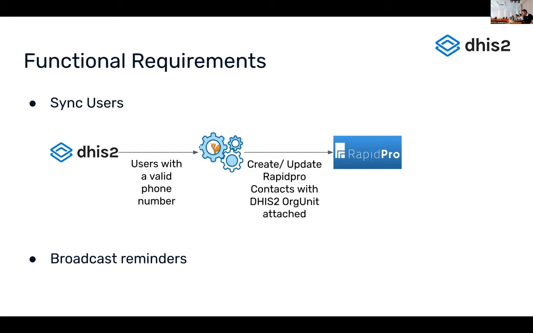RapidPro identifies users based on the phone number. So now when a message is received, RapidPro knows which user from DHIS2 has sent this message, as well as the DHIS2 organization unit that belongs to that user. I will come back to broadcast reminders later.